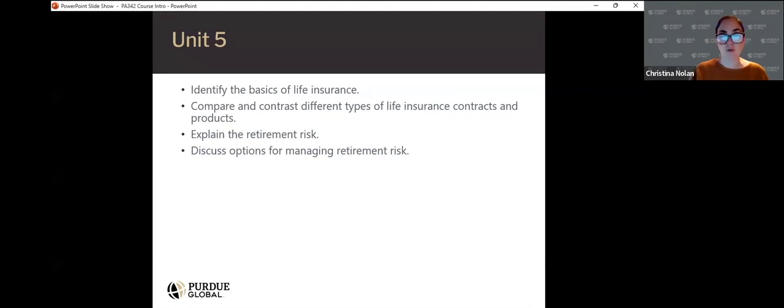So we'll probably bring in current events too in that unit. Life insurance. That's what we cover in Unit 5. We're going to look at the different types of life insurance. We're going to talk about retirement risk. This is a really interesting concept, and it'll get you thinking about the risk of retirement. I didn't think there was any risk. I thought it was like fun. You don't have to work anymore, but there is a risk. We're going to look at what that is and how to manage it.